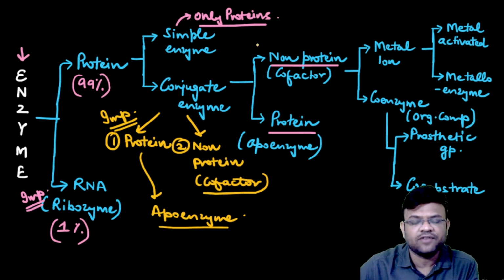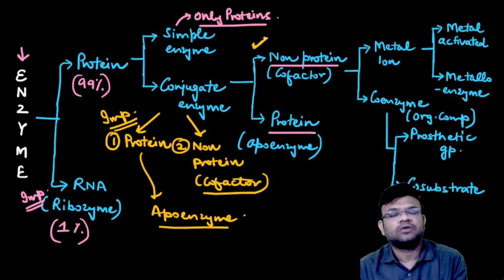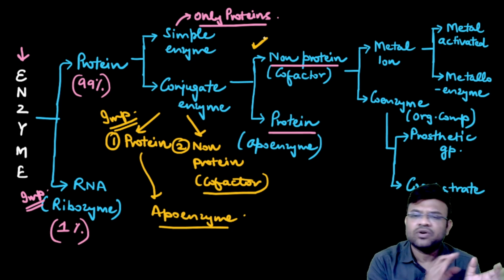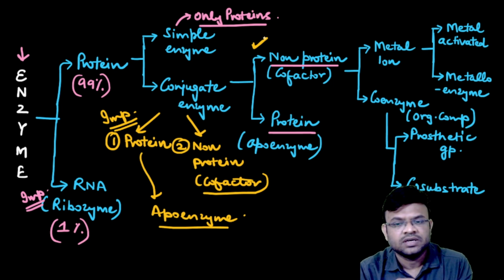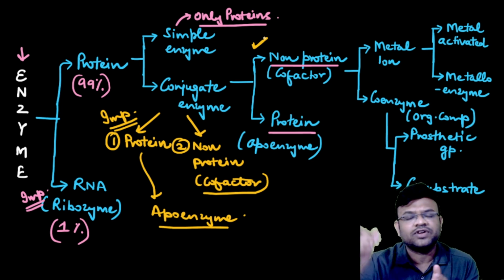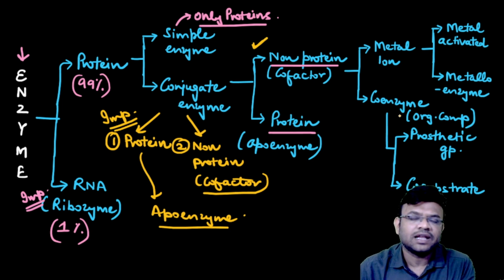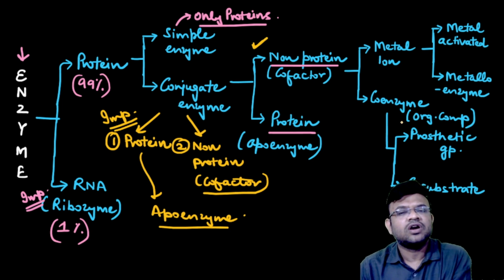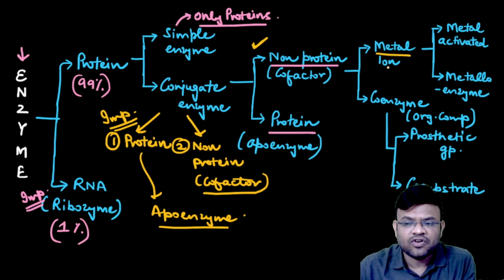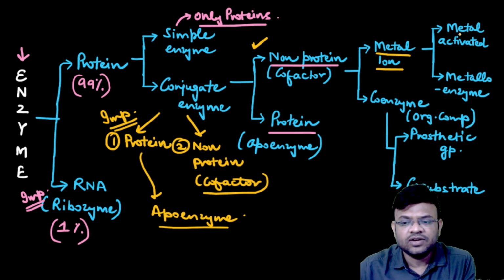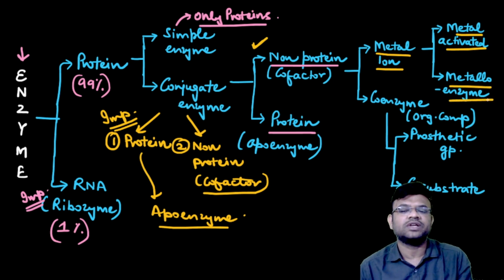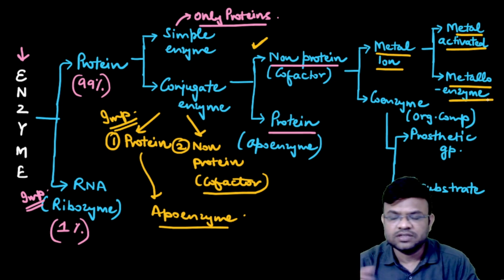This is the same thing that I have talked about over here. Now, the proteinaceous part we already know. Talking about the non-proteinaceous part, because this has variations. As I've said, the non-proteinaceous part is called cofactor. Now this cofactor can be of different types. The first type is metal ion. That means over here the non-proteinaceous part will be in the form of metal ions. Metal ions can again be further subdivided into metal activated and metalloenzymes. We would be coming back to this in just a moment.